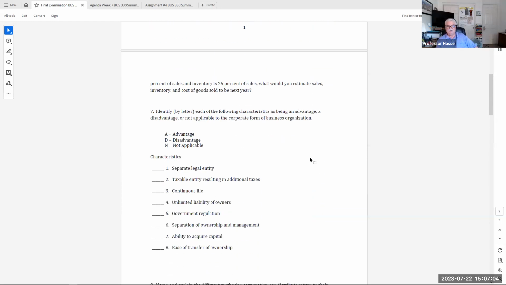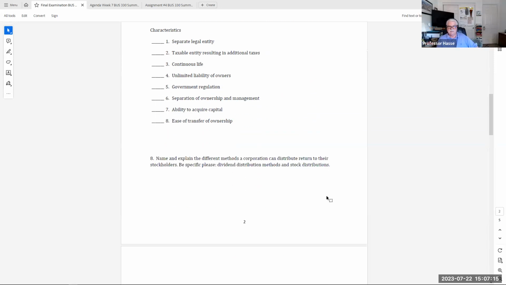And then a question about determining the advantages or disadvantages of being incorporated, being in a business organization. Name and explain the different methods a corporation can distribute return to their stockholders. And this is a subject of chapter 17 of your text. What are the different ways that we can distribute dividends? Naturally, cash. What are the other ways of distributing dividends? If you go to 17.1 and 17.2 of your text, that's where that is explained.